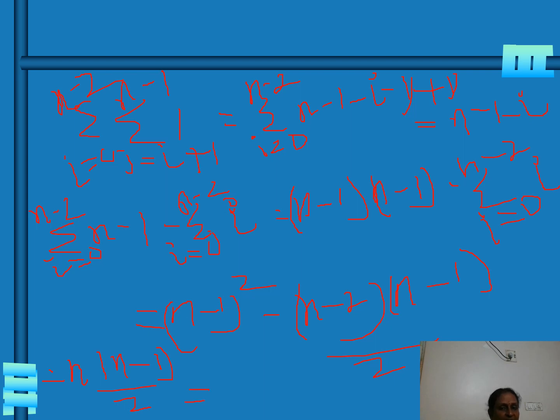As asymptotic order, we have to consider only the order of growth. So you can approximately take it as n square. So the efficiency is big O or theta of n square.